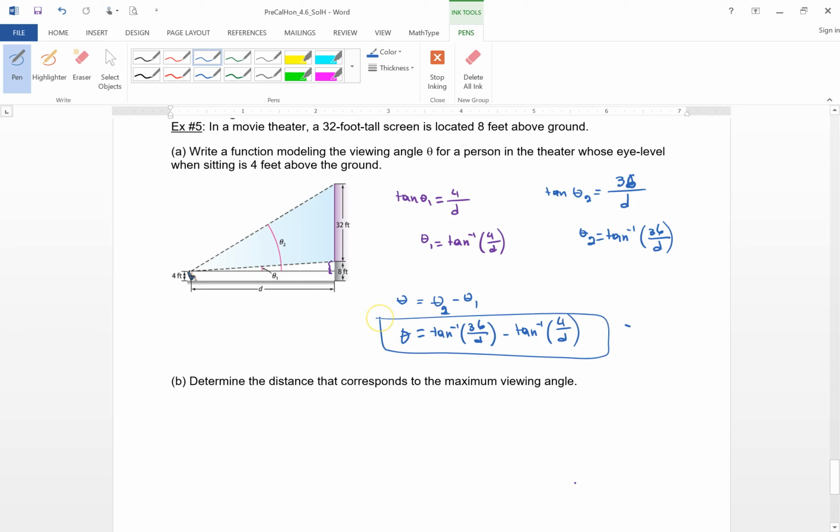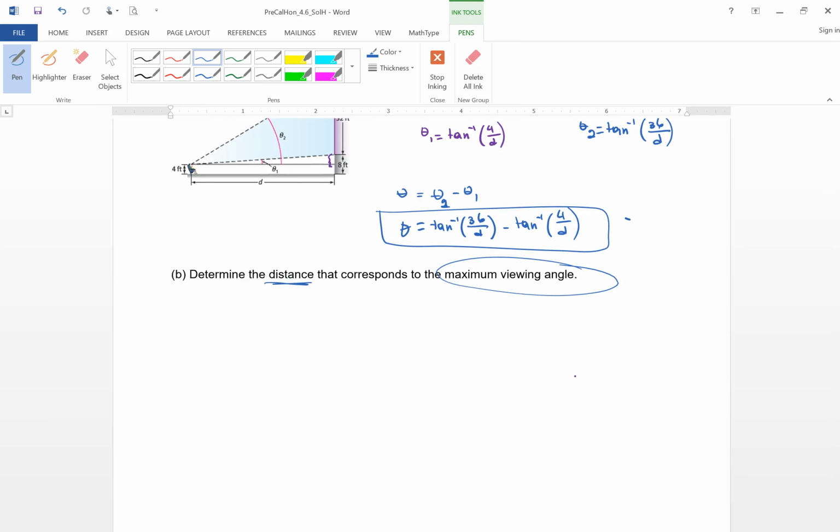So the next time you're at the theater, all you have to do is measure the distance and the height, and we're good. You can figure out the space where you need to sit to get the maximum viewing angle. However, you also need your graphing calculator with you, okay? Because that's what we're going to do here. Determine the distance that corresponds to the maximum viewing angle. This is one of those optimization problems that we used to solve back in the day, remember?